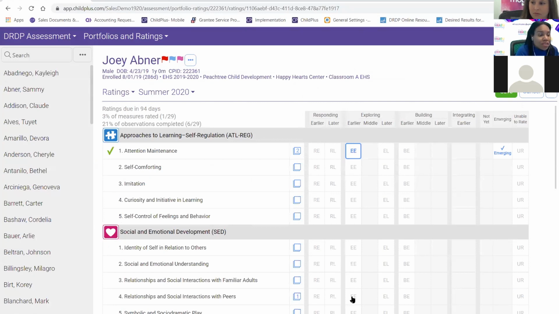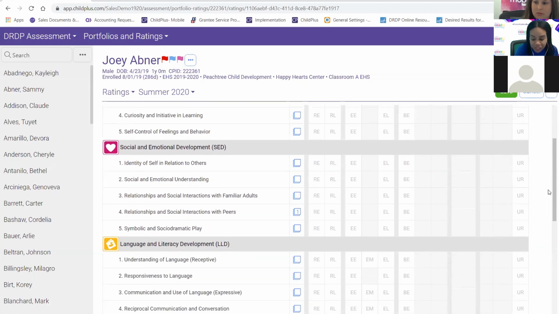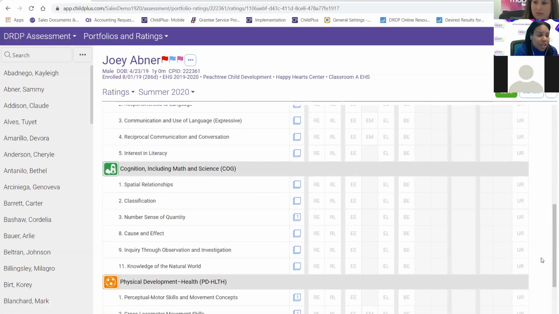So when I do that now, you'll notice the green check mark next to my attention maintenance measure. Those were our observations, and we've rated Joey at the exploring earlier developmental level and emerging into the next developmental level. So now we're going to take a look at the next measure that we want to rate Joey on, and that's going to be page 6 of your handout.